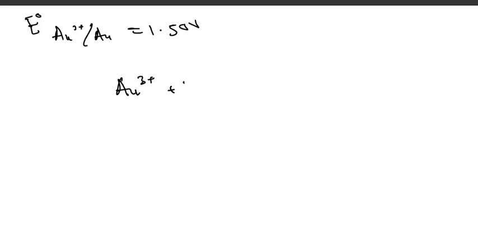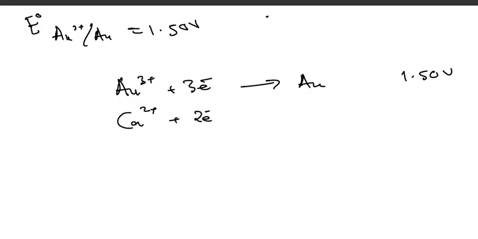So this is C6. Let me just say the first one is Au3+ and Au, if I'm not mistaken. The voltage here is given to be 1.5 volts. So Au3+ is gaining 3 electrons to become Au, and this is 1.50 volts. Then for the other one, this is calcium: Ca2+ gaining 2 electrons to become Ca, and this is negative 2.87 volts.